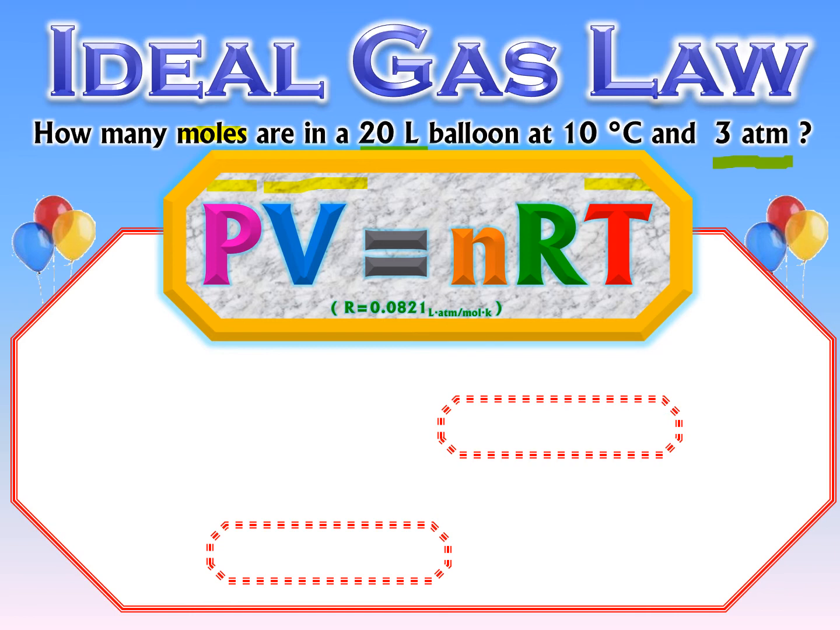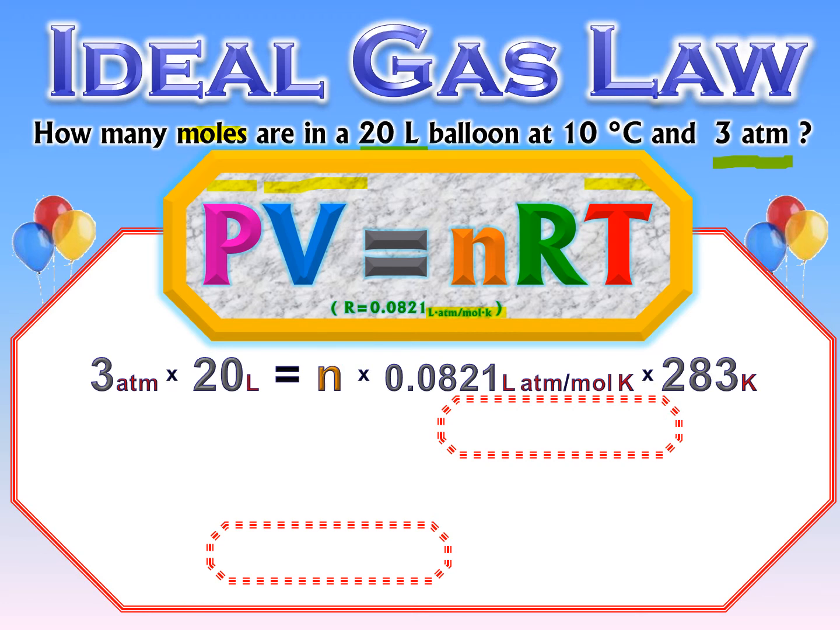If you ever want to make sure you're using the correct units, look at the units of R. I know they're small here, but the units of R tell you which unit you have to use. So let's plug all those into the ideal gas law equation. Notice my pressure is 3 atmospheres times 20 liters, which is my volume, equals N, we don't know N yet, times R, look at that crazy unit of R, times 283, that's the temperature in Kelvin.